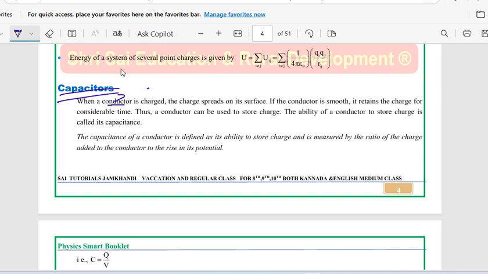Before coming to the concept, I will say that a capacitor is a conductor, or a group of conductors separated by an insulator. The capacitor is a device. It stores electric charges in the form of electric potential energy.